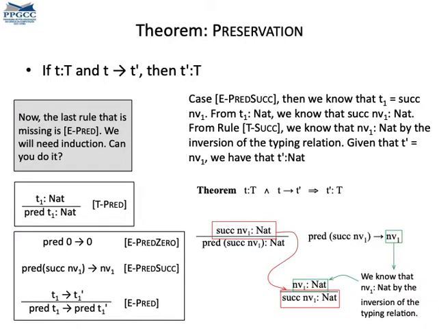Here's the pictorial proof. No induction is necessary in this case. We know that NV1 is nat, because suc NV1 is nat. The only case that remains is E-pred. In this case, we will need to use induction. Perhaps you would like to draw the proof?